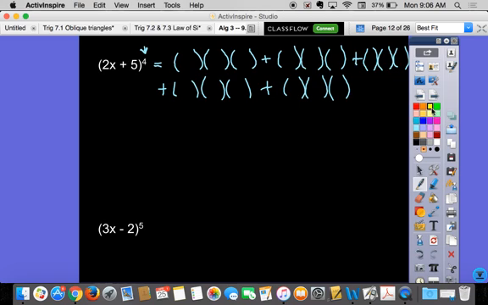Alright, so prepped for 5 terms. Now, if I have a power of 4, I do believe that's 1, 4, 6, 4, and 1. Now, come back. This is where it gets interesting.